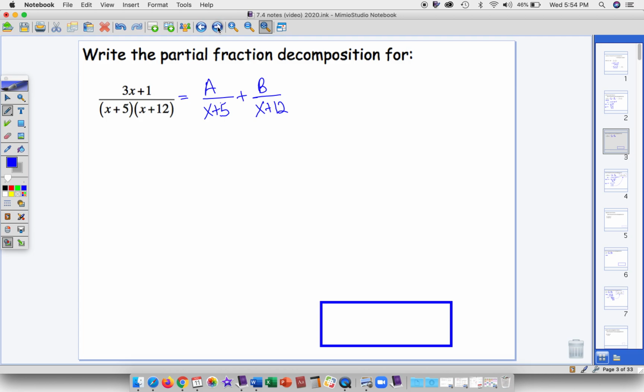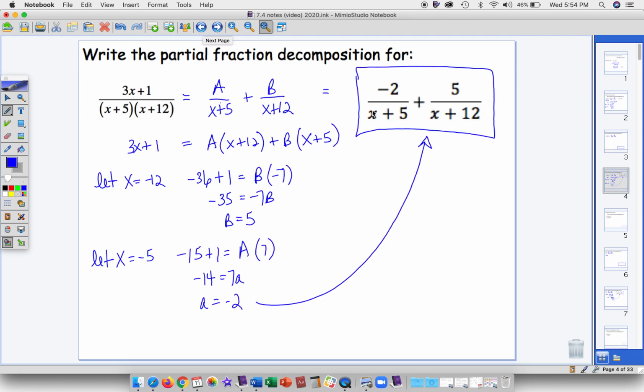Okay, let's see how you did. Hopefully you got this solution. You can check through the work if you didn't and compare my work to your work.